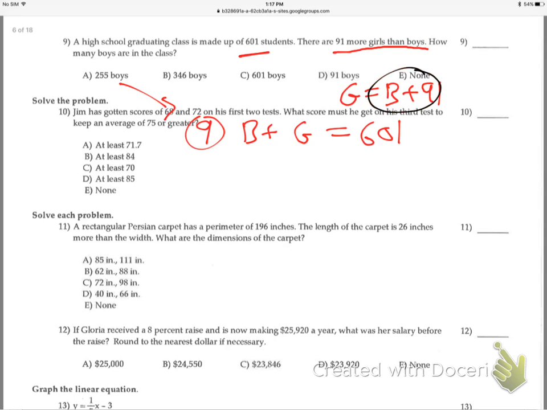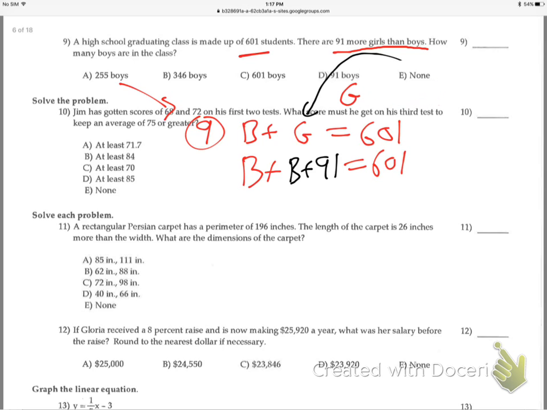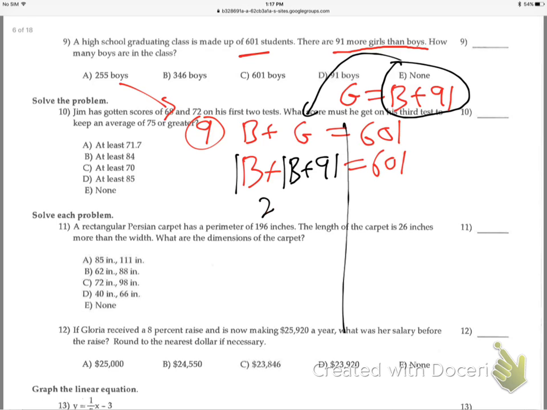All right, so now take that and plug it right in there, because I don't want two letters. I don't want B and G. I've got to substitute in, so I get it to be only one letter. So it'll be B plus, and what is G? B plus 91 equals 601. Are we all okay with that? So we end up with two B's. One of them is from the boy, the other one's the boy plus 91 girl formula. Is that good? And then 1B and 1B makes 2B. Now that we have just one letter, we just solve it.